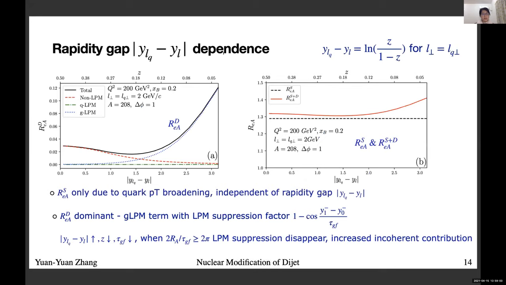The second dependence of the nuclear modification ratio is the rapidity gap dependence, which is also the z dependence. We also plot the double x-axis here. Since the single scattering nuclear modification only comes from the quark pT broadening, the modification ratio should be independent of the rapidity gap, as you can see from the black dashed line in the right figure. The dominant contribution from the double scattering is the gluon LPM term, and it has an LPM suppression factor with the characteristic gluon formation time tau. So when the rapidity gap increases, z will decrease and the gluon formation time will decrease.